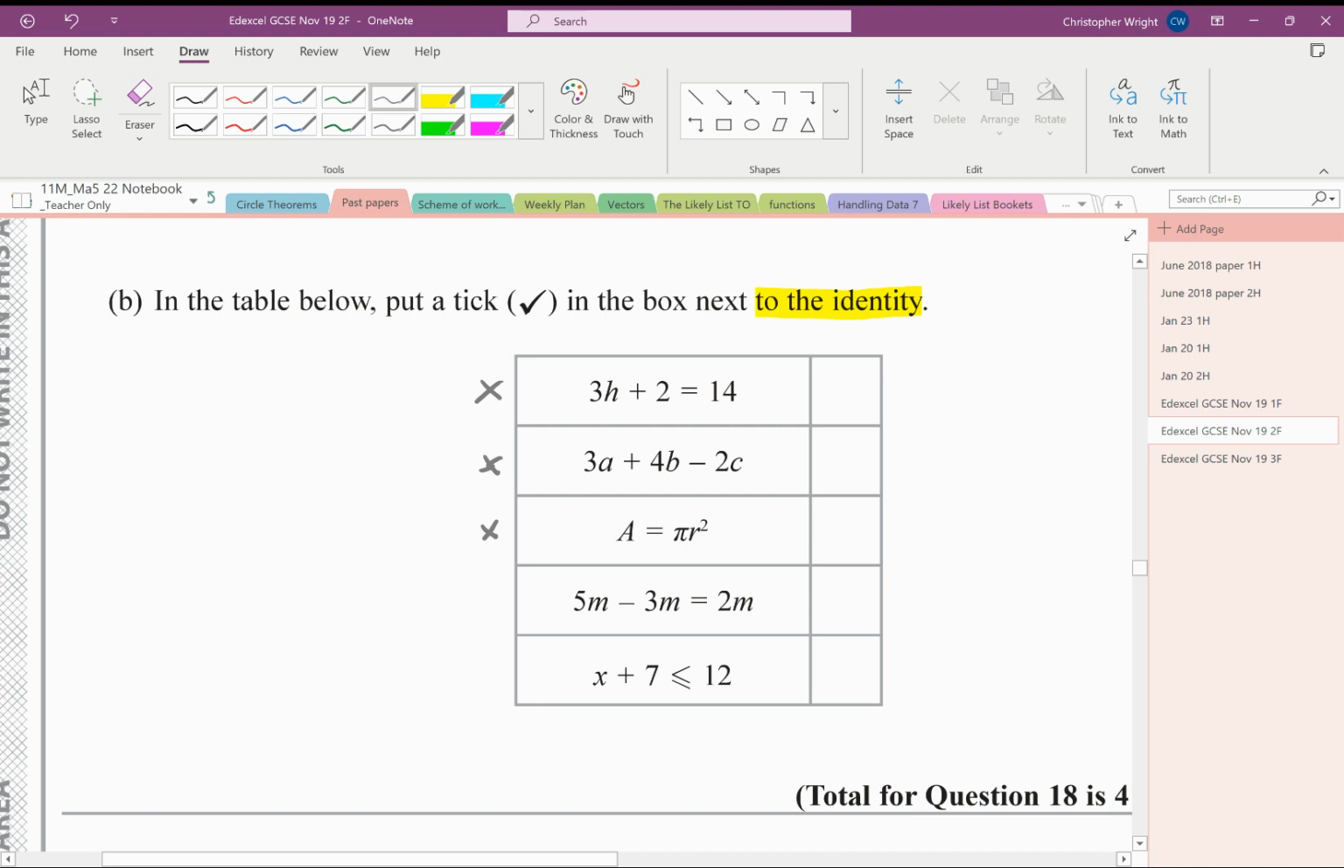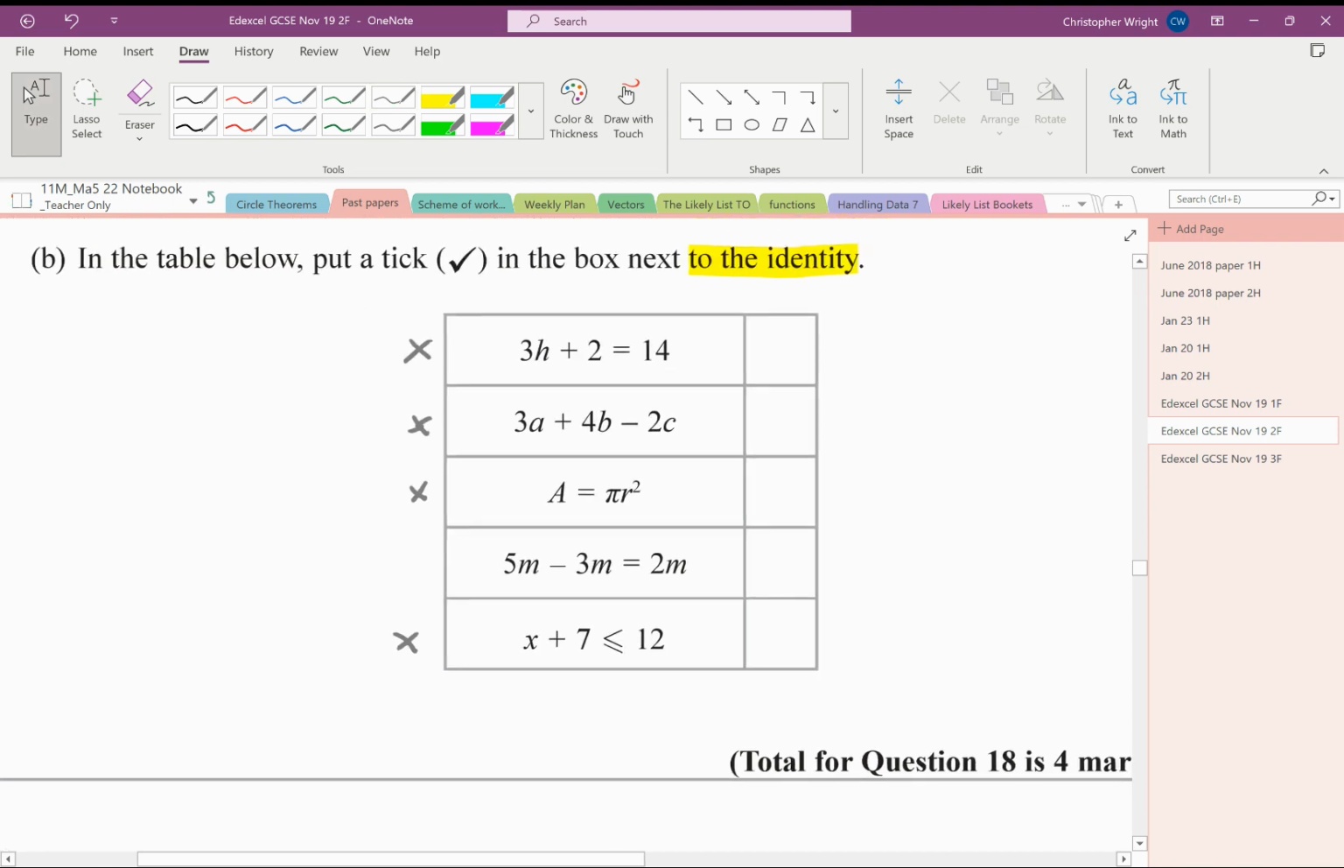5m minus 3m equals 2m. Oh, that's promising. Let's look at the bottom one. x plus 7 is less than or equal to 12. Well, that depends on the value of x. So it's going to be this one by a process of elimination, but let's understand why. The thing is that 5m minus 3m is always equal to 2m, whatever m is. For instance, it might be 5 hundredths minus 3 hundredths, and that's always 2 hundredths. Or it might be 5 fours minus 3 fours, which is always going to be 2 fours. So that's the identity.